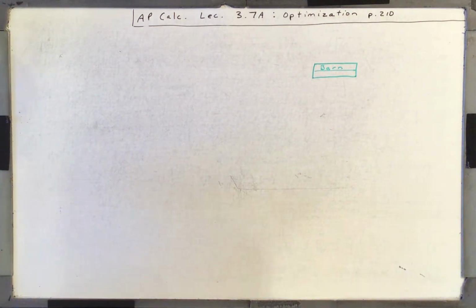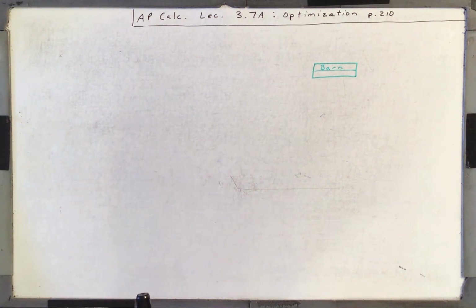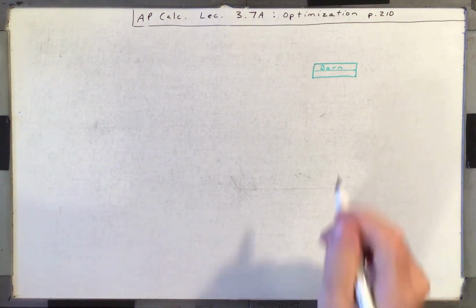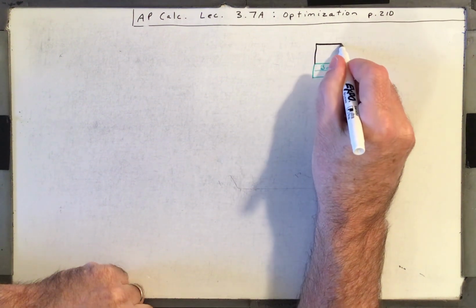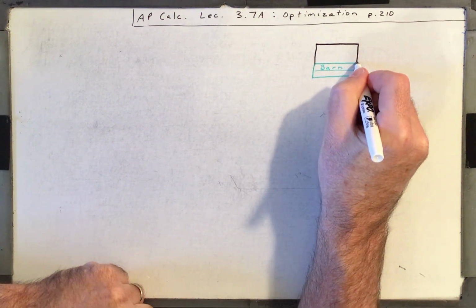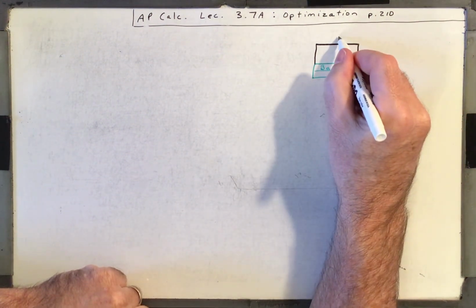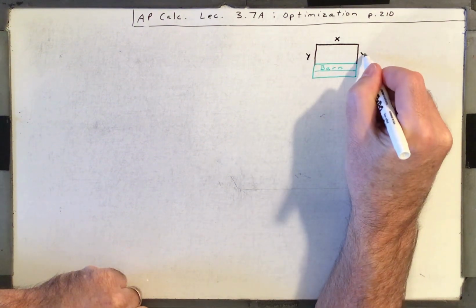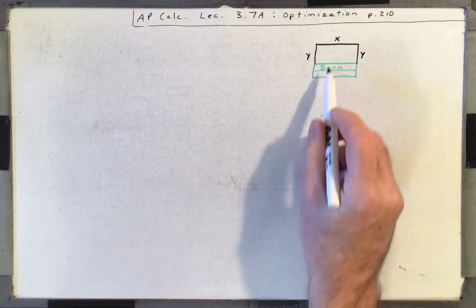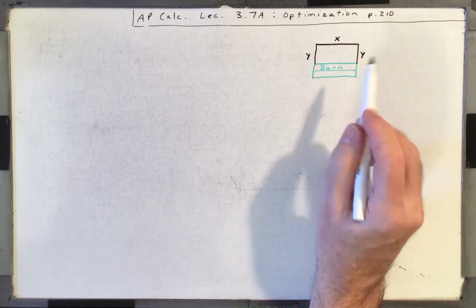All right, got a barn there. And then we have built, using the barn as one of the sides, a rectangular pen. So I'll do that in black. And we need to label the dimensions. Since it's rectangular, I'm just going to call the horizontal X and the two vertical portions of the pen as Y. Okay, and then we've got the barn.